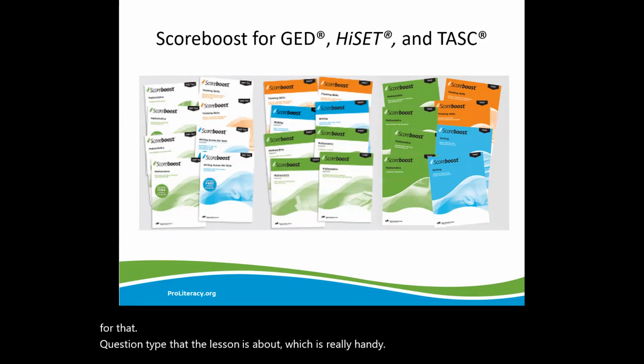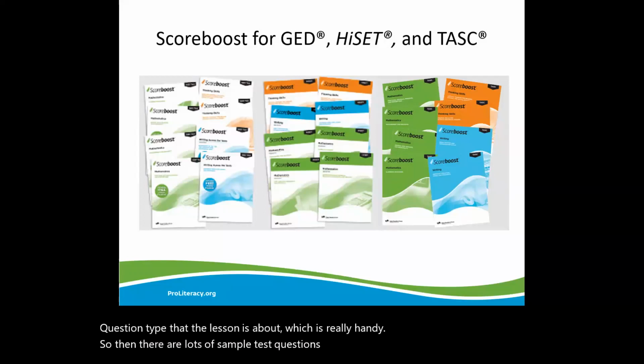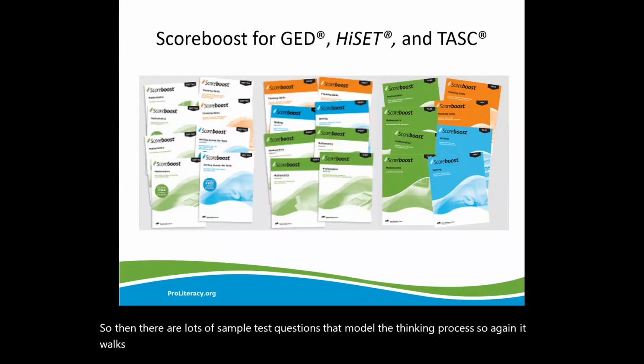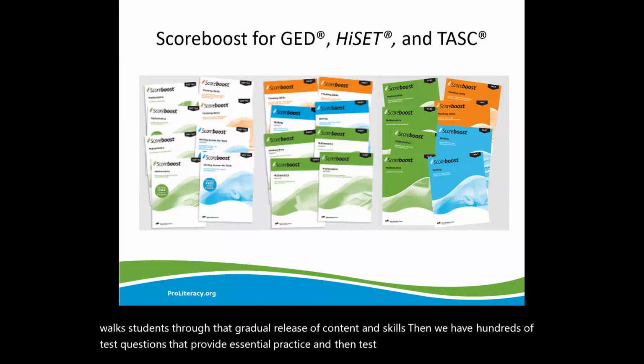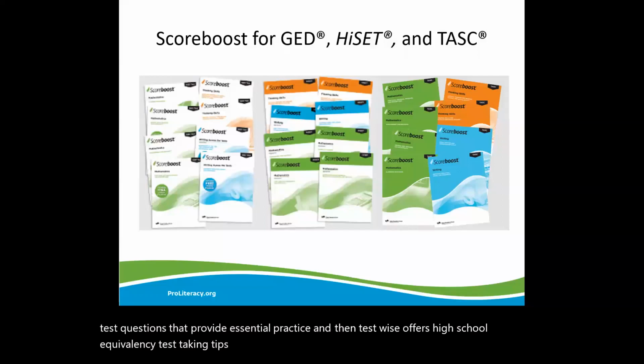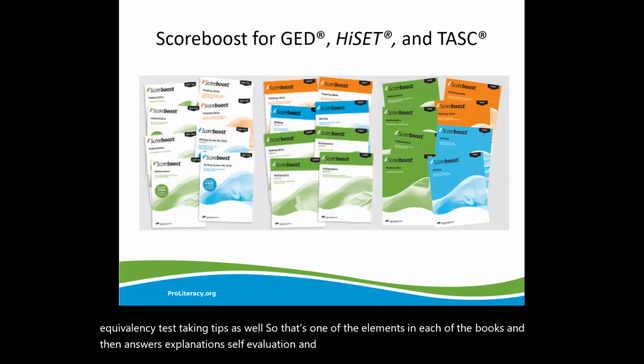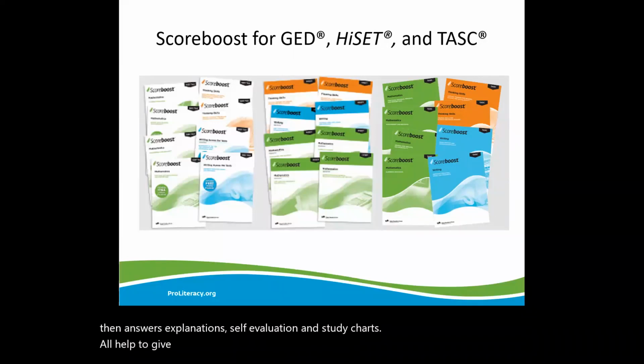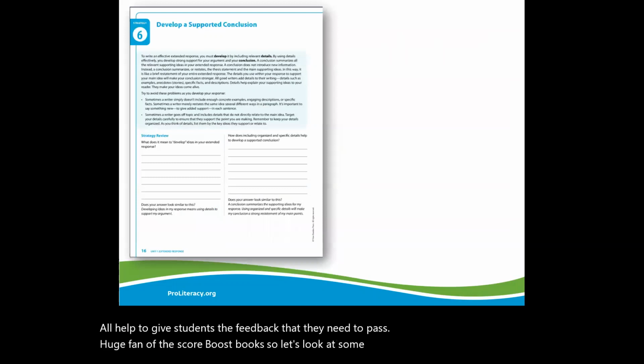So then there are lots of sample test questions that model the thinking process. So again, it walks students through that gradual release of content and skills. Then we have hundreds of test questions that provide essential practice. And then TestWise offers high school equivalency test taking tips as well. So that's one of the elements in each of the books. And then answers, explanations, self-evaluation, and study charts all help to give students the feedback that they need to pass. So I'm a huge fan of the Scoreboost books. So let's look at some sample pages from each.